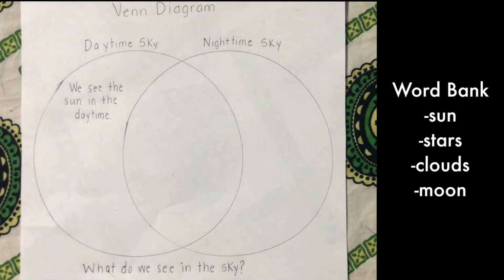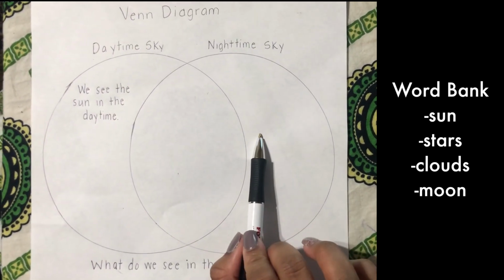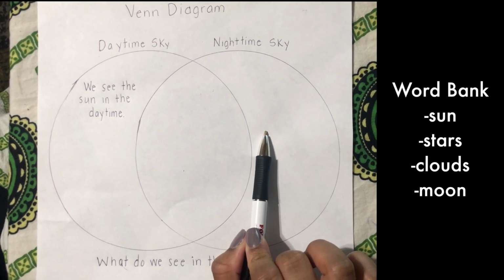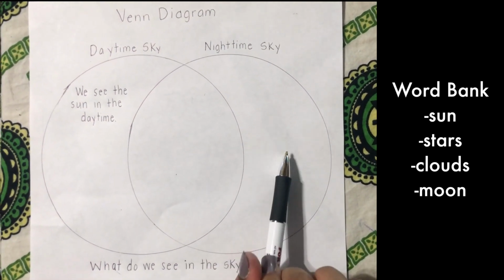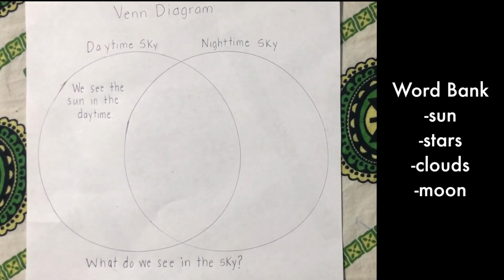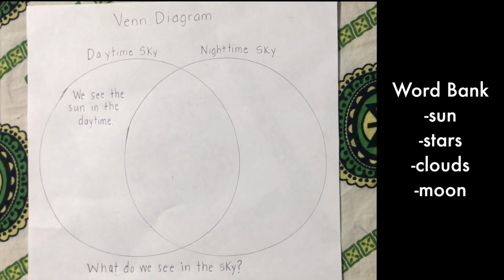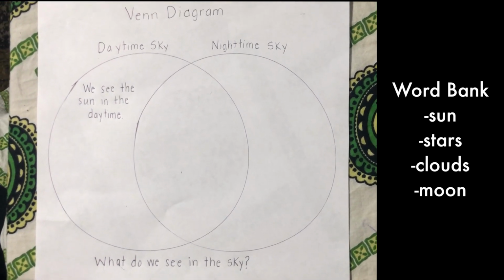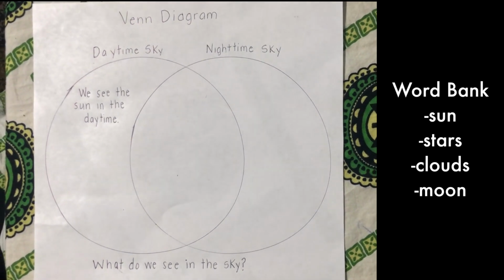All right, Congo Nation. Do we see the sun in the nighttime? No, very good. So it couldn't fit here in both. And we know that we don't only see it in the nighttime sky. Let's move on to the stars. I want you to close your eyes and visualize again. Visualize the daytime sky. Can you see the stars, scholars?